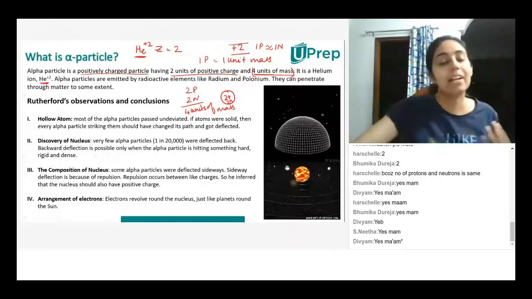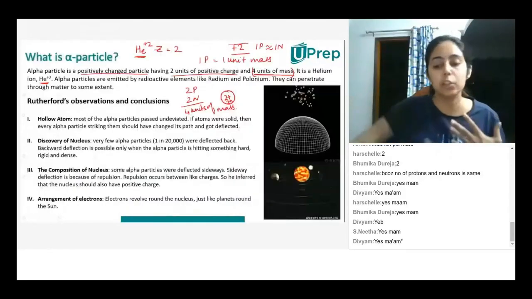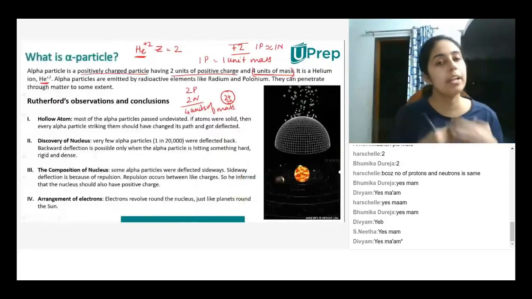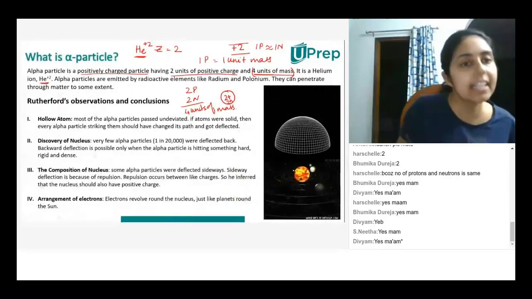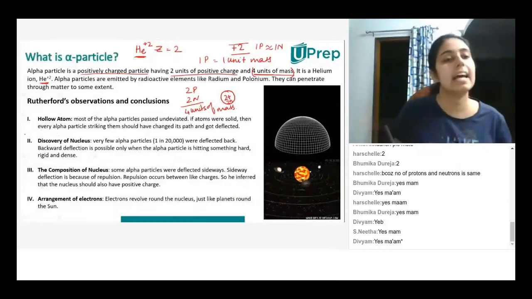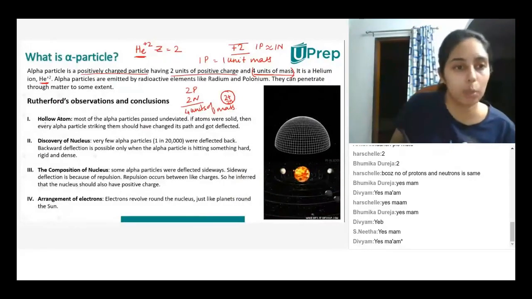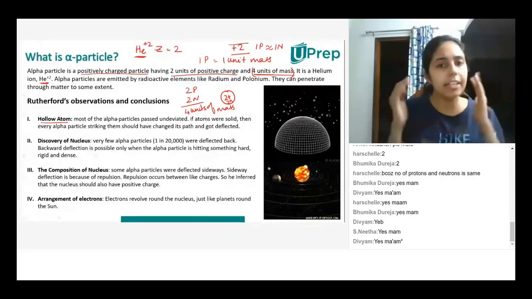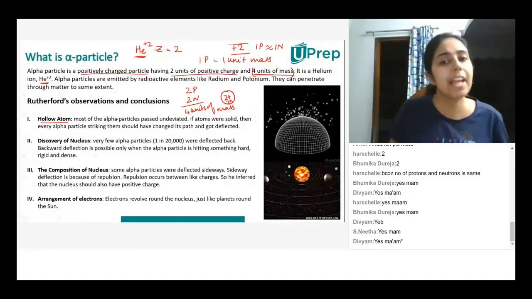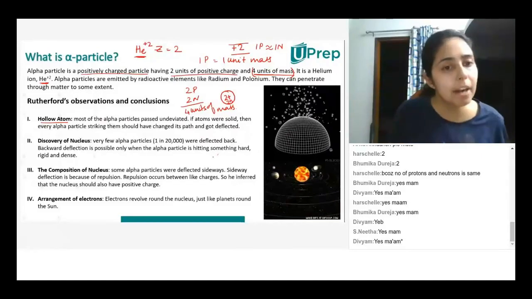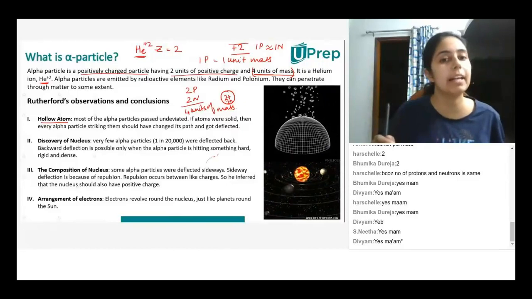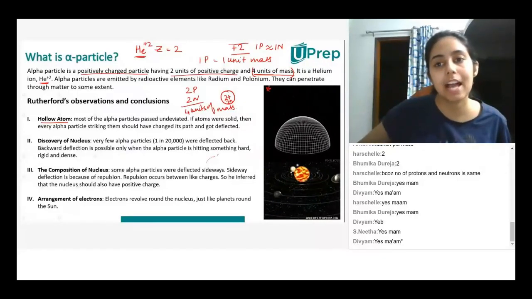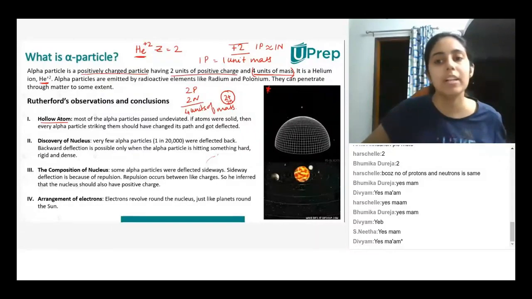Now, let's go back to the observations and the conclusions of this experiment that we saw, the alpha ray scattering experiment. What did that tell us? So, the first thing it told Rutherford is that the atom is hollow, okay? Which is why most of the alpha particles passed undeviated. So, if the atoms were solid, then every alpha particle would hit that solid part and it would have changed its path.